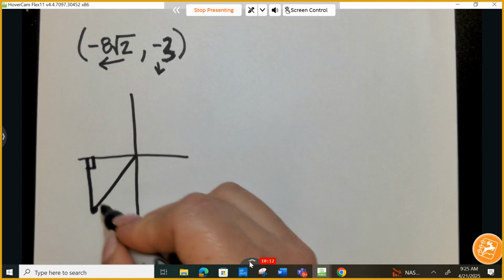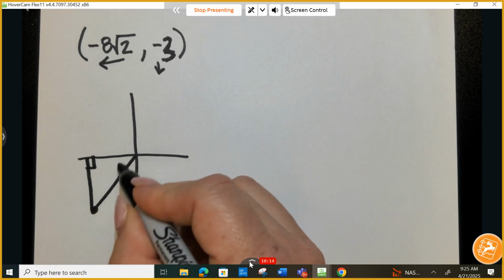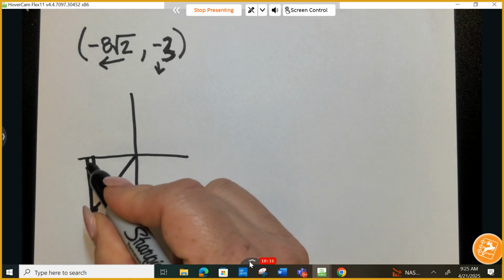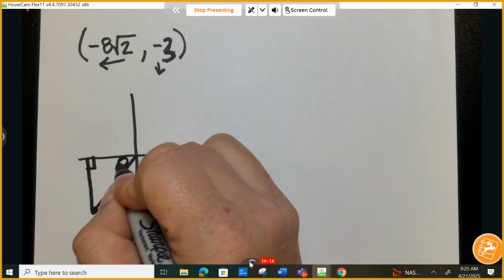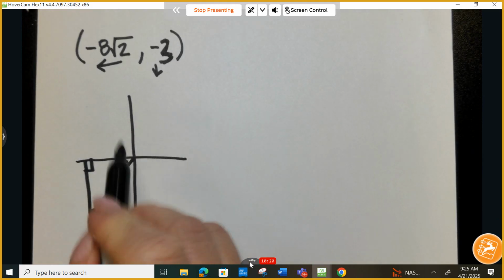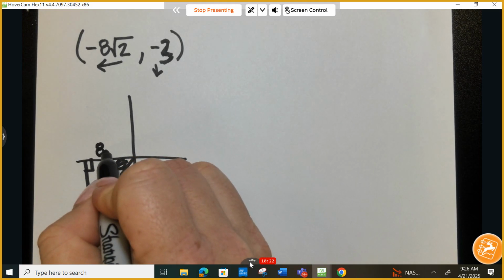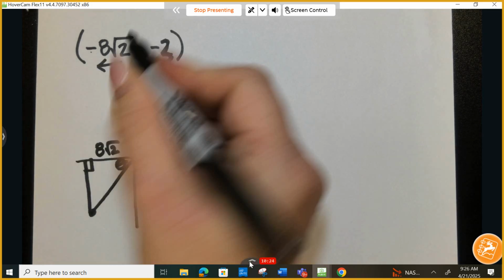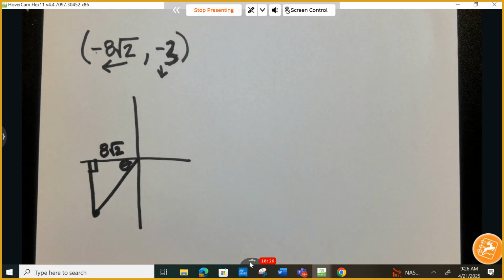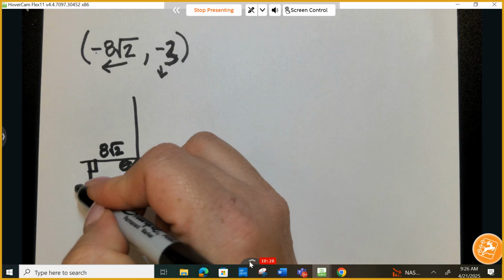Okay, always back to the x-axis. Now what angle, because the angles that we evaluate with our trig functions are going to be one of these two angles, not the right angle. It's the one closest to the origin. Now what is this distance? A lot of students want to write negative 8 square root of 2. The negative just told me go to the left. This distance is 8 square root of 2. This distance is 3.